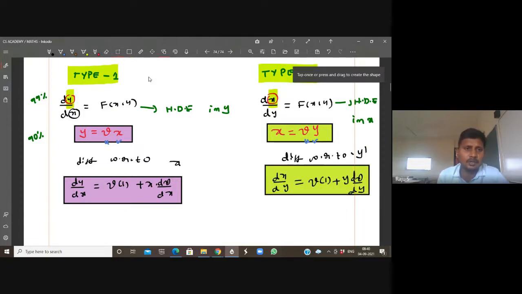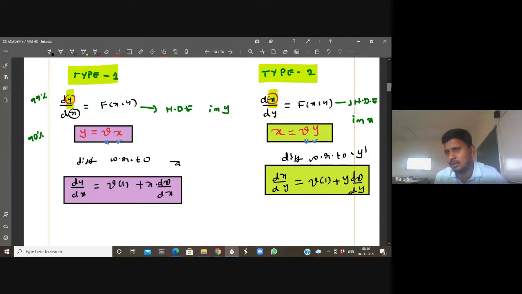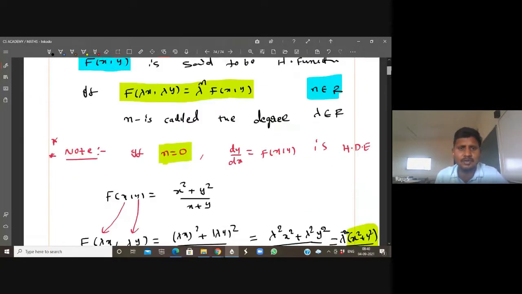This is type 1 and type 2. About 10% of the questions may be asked from type 2, and 90% will be type 1. So whenever it is homogeneous, what shall we do? By the substitution method, we substitute y is equal to vx. Then dy by dx is equal to v plus x dv by dx. All of you remember this.